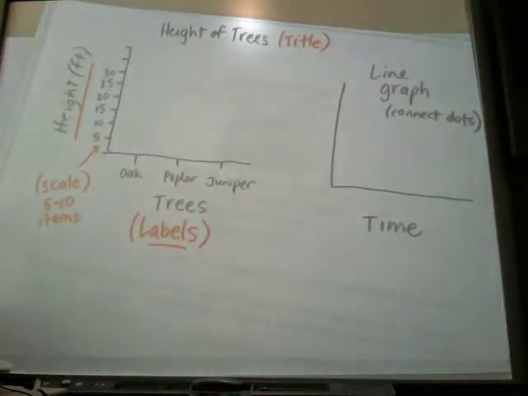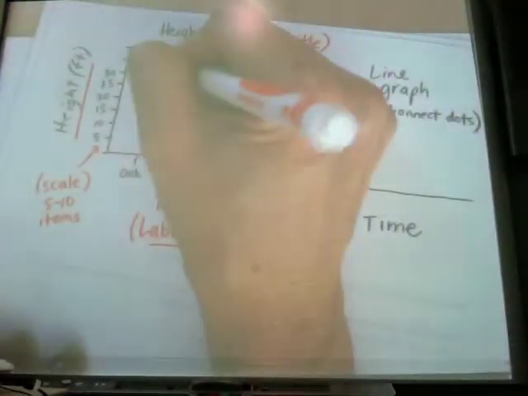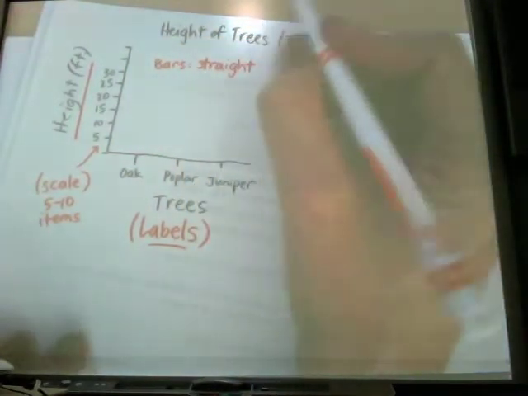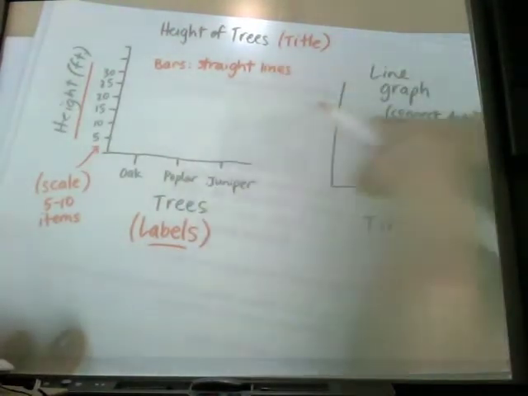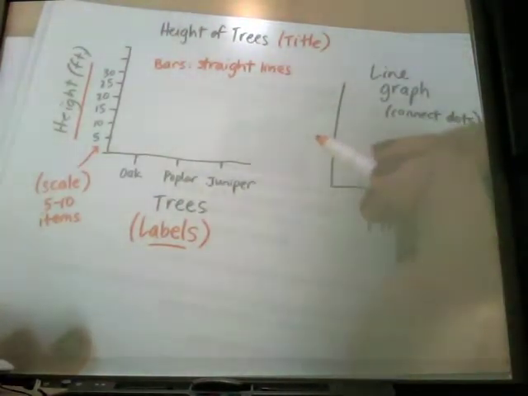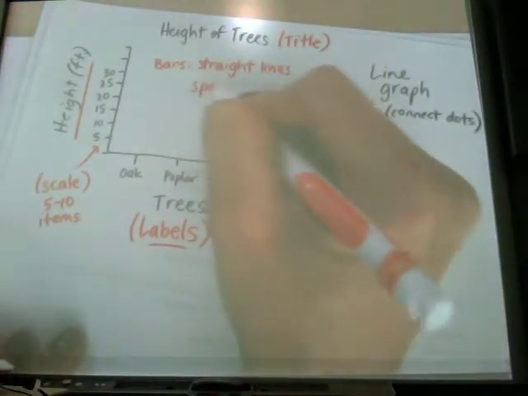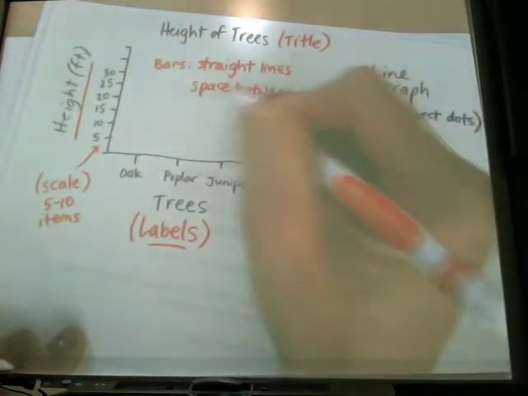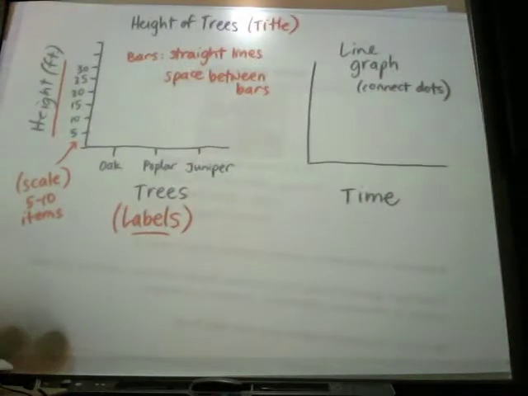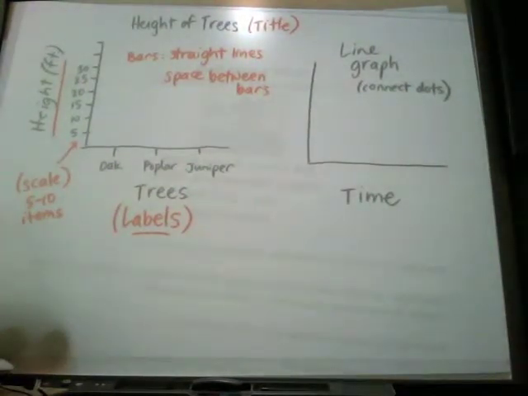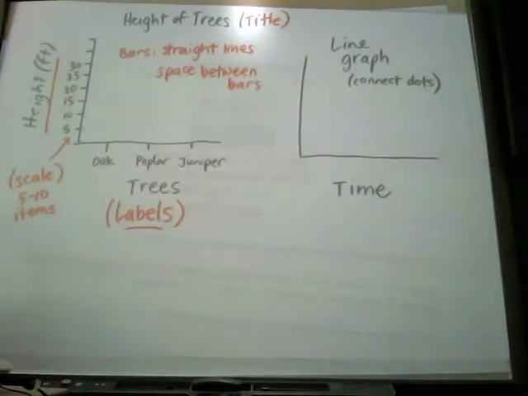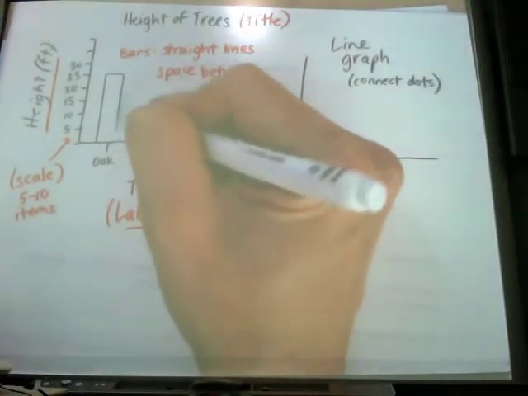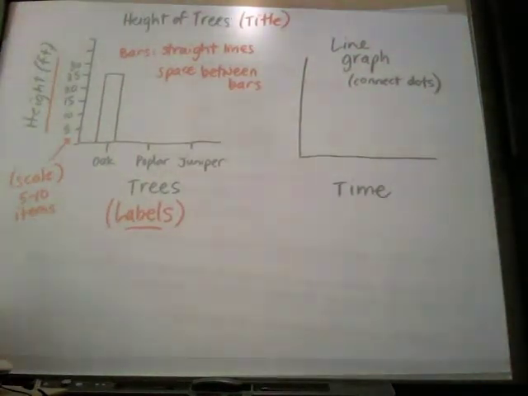Now, for the bars in a bar graph, straight lines, I'm writing here not what it's going to look like, but what I need you to include. Straight lines. Use a ruler. Don't freehand it. And space between the bars. If there's no space in between, it's a different kind of graph. It's called a histogram. So, for example, on the oak tree, at 25 feet, now I don't have my ruler out and I'm not on graph paper, so I'm estimating, try to make it kind of straight there.